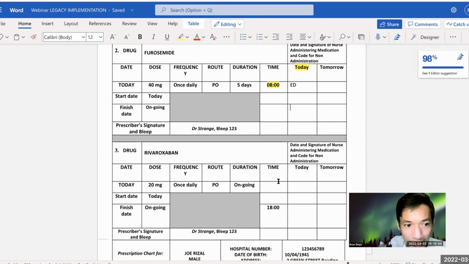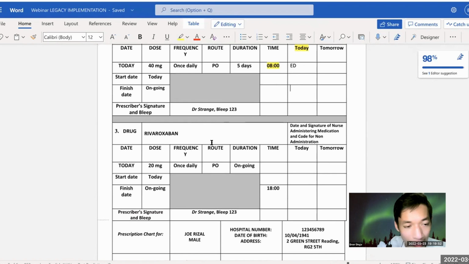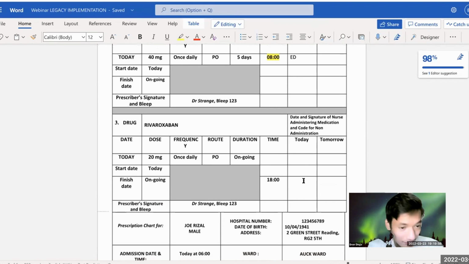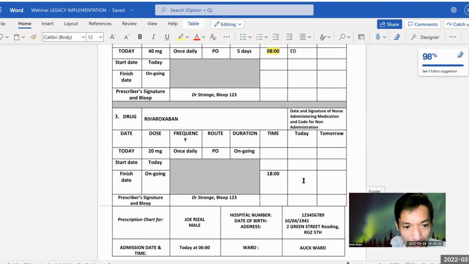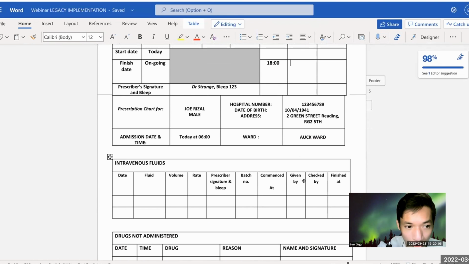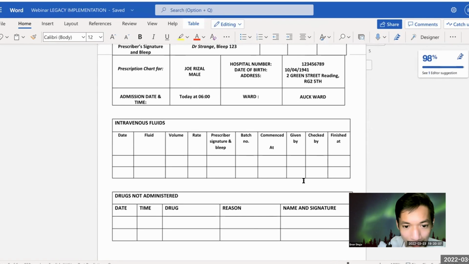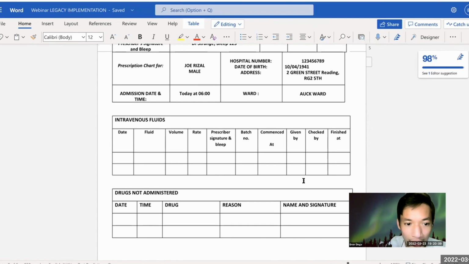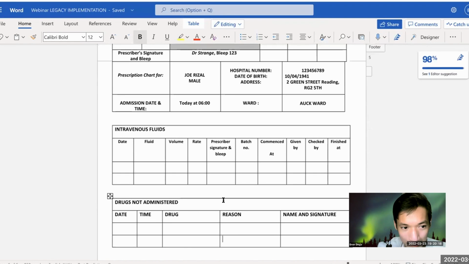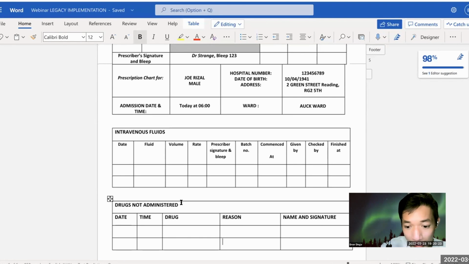Rivaroxaban. For the rivaroxaban, it's not due yet. Are we writing anything here? So the answer is no, because it's simply not due yet. So we will leave it blank. Next page is our intravenous fluids. Of course, none. Just leave it blank. And drugs not administered. Do we need to write anything on this section? No. Well done.